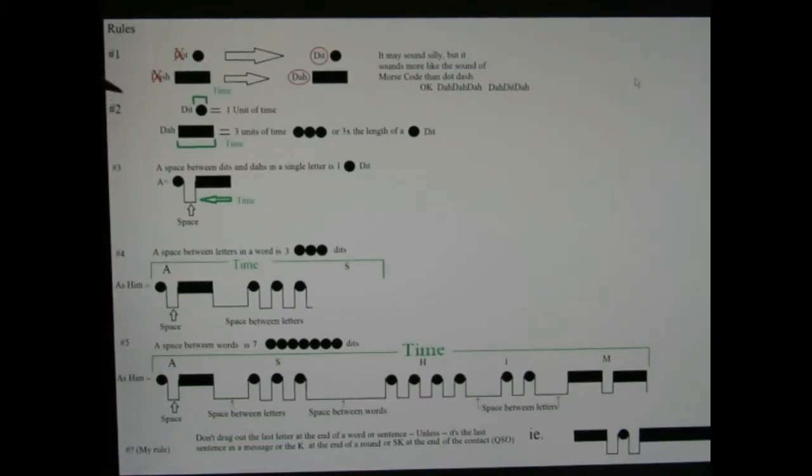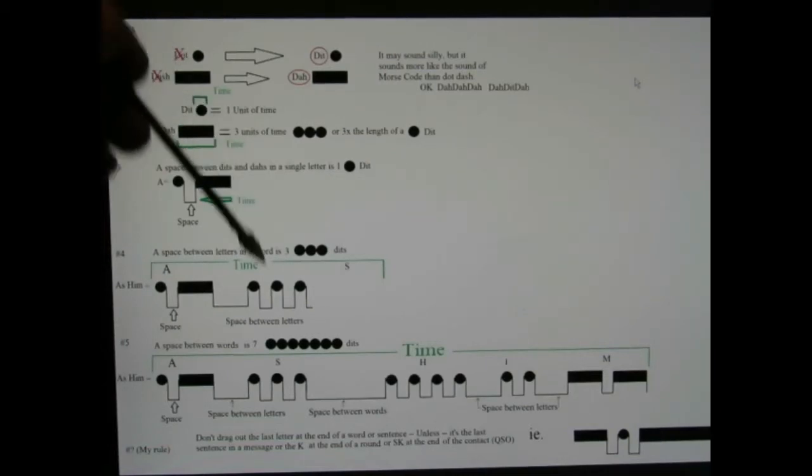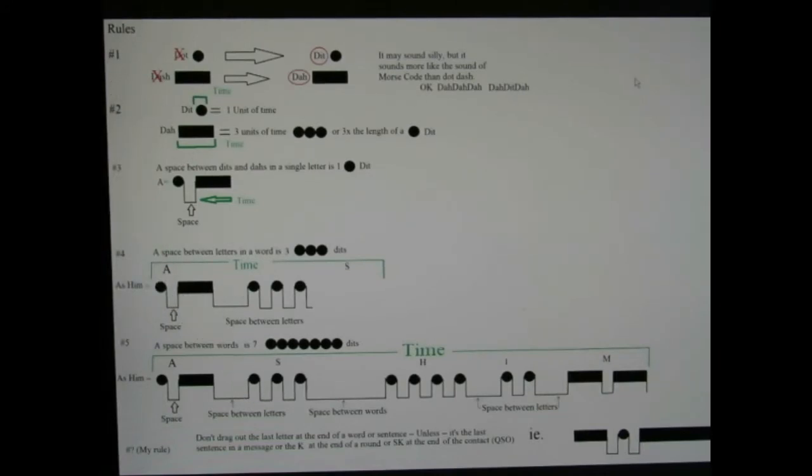Our timing on Morse code, number two: you have a dit, which is the unit of time. That's the basic unit of time, one dit. Whether you make the dit a half a second or a fraction of a half a second or a full second long, that's going to be the rest of the timing for how you do your code. A dash is three units of time, so it's three dits. Three times the length of a dit.